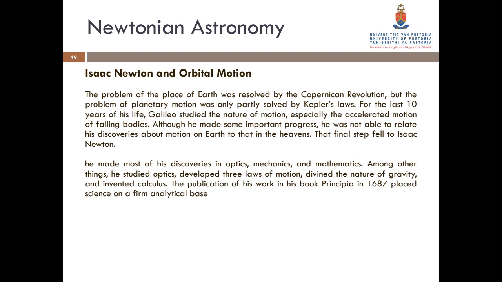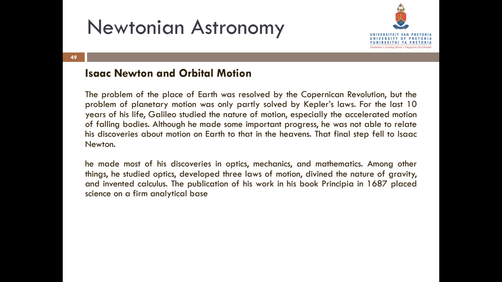So the problem of the place of Earth was resolved by the Copernican revolution, but the problem of planetary motion was only partly solved by Kepler's laws. For the last 10 years of his life, Galileo studied the nature of motion, especially the accelerated motion of falling bodies. Although he made some important progress, he was not able to relate his discoveries about motion on Earth to that in the heavens. The final step fell to Isaac Newton.